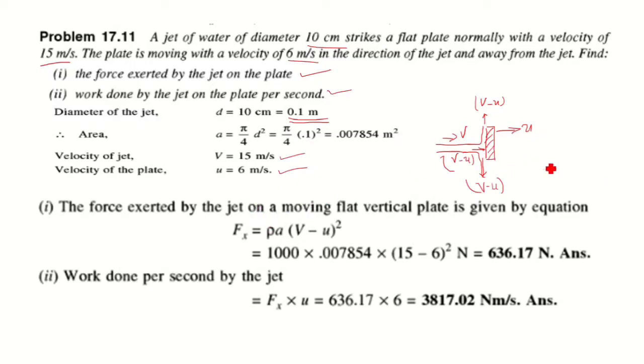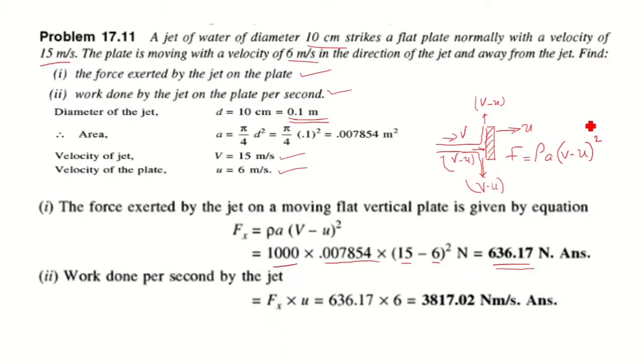The equation for force exerted by the jet is rho a into v minus u whole square. All terms are given, and rho is density, which is 1000. A is 0.007854, v, the velocity of the jet, is 15 meter per second, and the velocity of the plate is 6 meter per second. So 15 minus 6 all square gives 636.17 Newton.